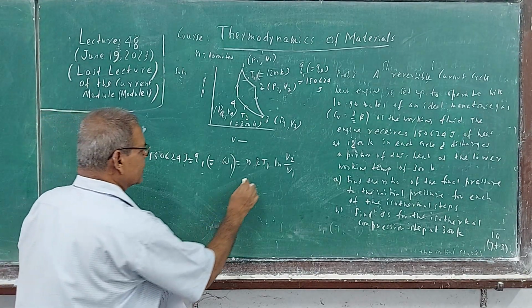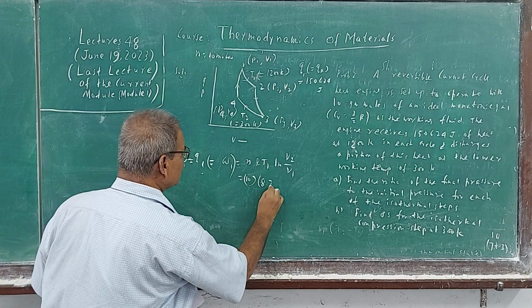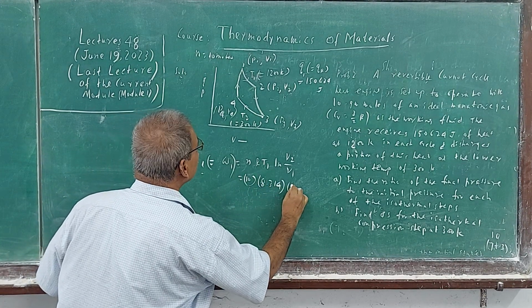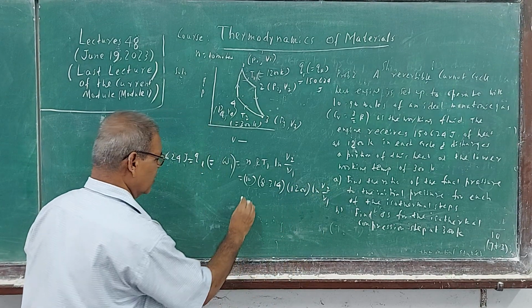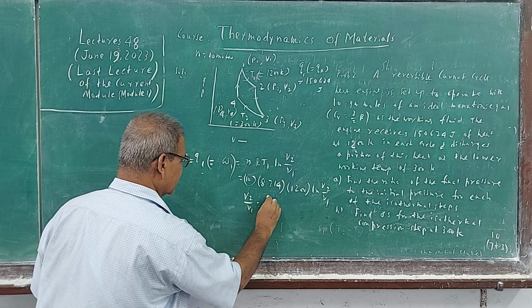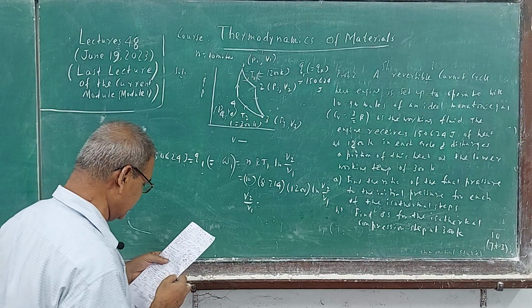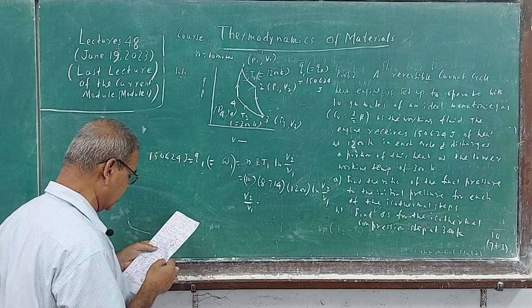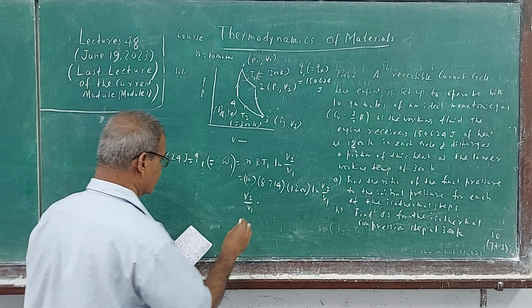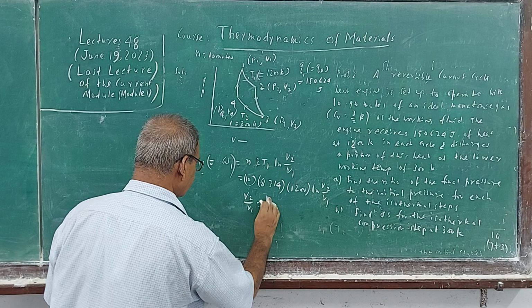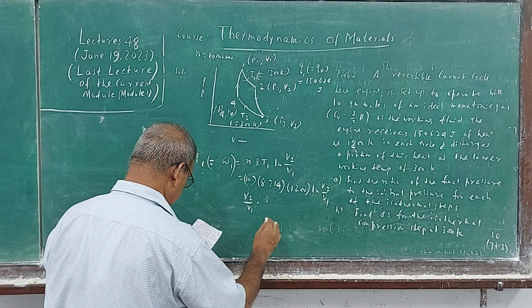So follow me. Let us do this. n is 10, R is 8.314 Joule, T1 is 1200, ln V2 by V1. Find it out. V2 by V1 is what? It turns out to be, let me give the calculation, V2 by V1 equals P1 by P2, which is 4.53.